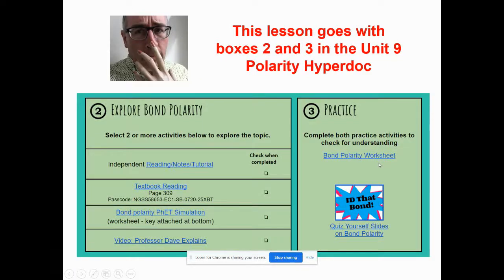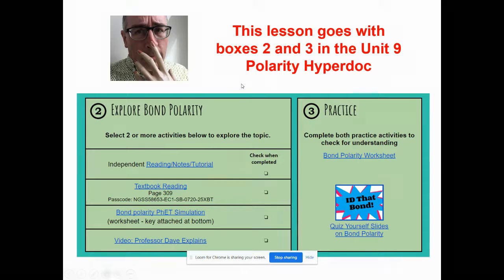Hey there, folks. This is Mr. Young, and I am going to take you through a quick lesson about bond polarity, covalent bonds, and whether they are a polar covalent bond or a non-polar covalent bond. This goes along with boxes 2 and 3 in the Unit 9 Polarity Hyperdoc, bond polarity.